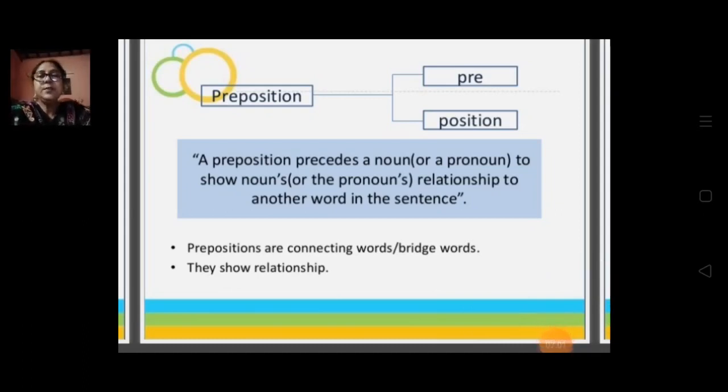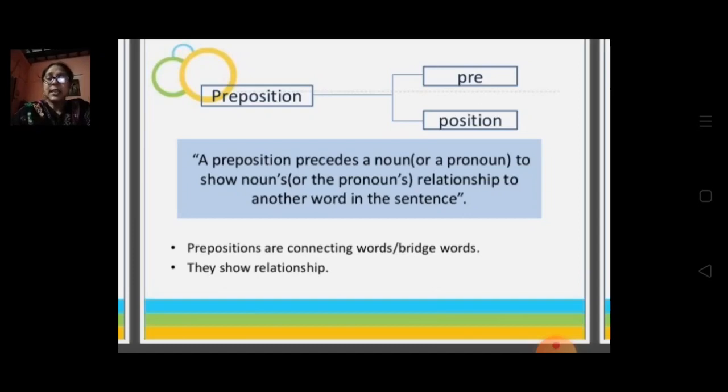Now, as we all know, we are going to revise the kinds of prepositions. Once again, we can see there are three types of preposition: preposition of place, preposition of time, and preposition of direction.